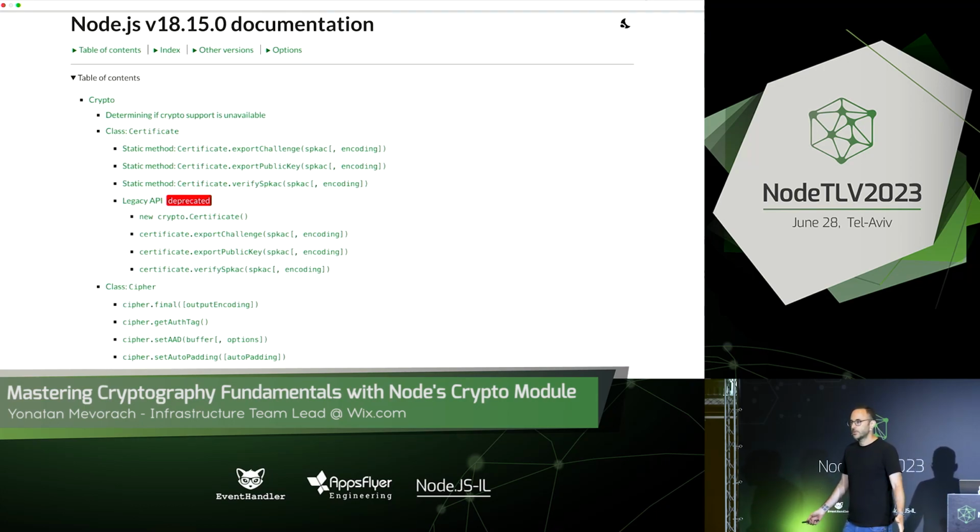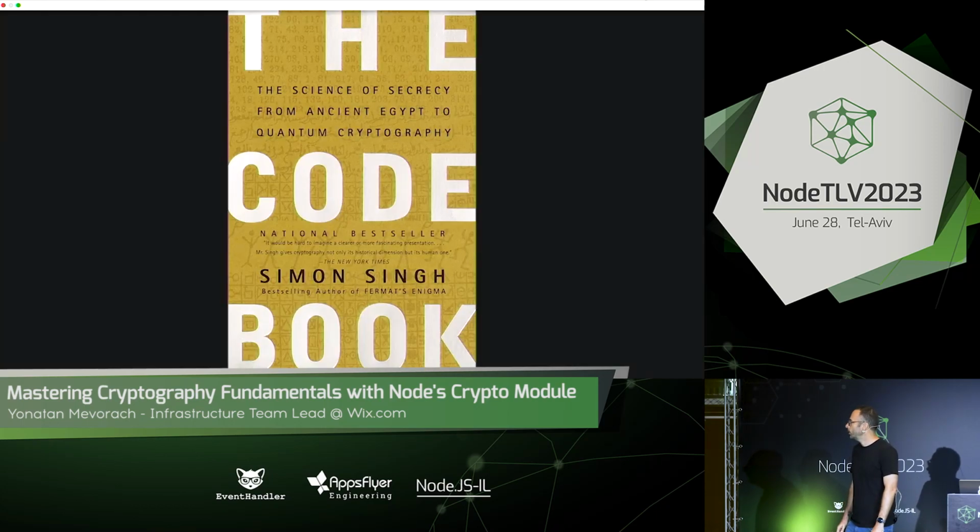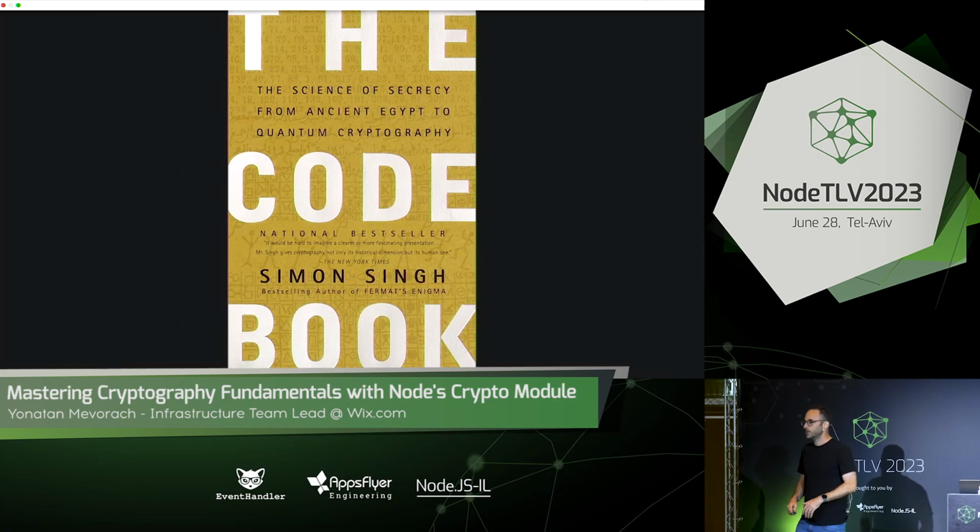Luckily, we have other resources out there to learn about cryptography. For example, Yoni Goldberg recommended this book to me, and I thought it was really good. This is called The Code Book. It doesn't only cover the history and the major concepts in cryptography, but it does so in the historical context of when those achievements in cryptography played an important role in our history, in geopolitical struggles and stuff like that.